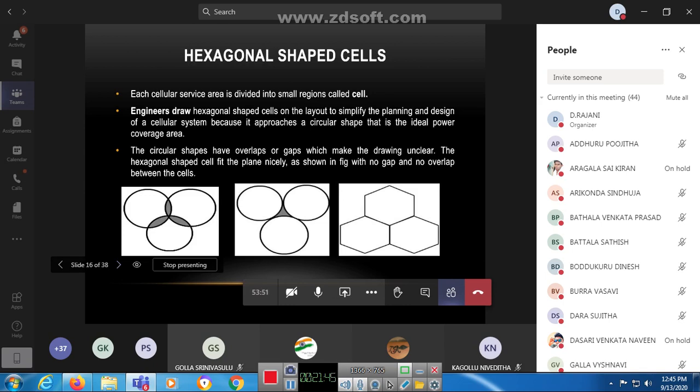Next, these are the hexagonal shaped cells. Why do we prefer the hexagonal shape? It covers all areas by neighboring cells, while in one network we can connect one cell to another cell without any loss of information. That is possible in the case of the hexagonal shape only. That's why we take hexagonal shape cells here.